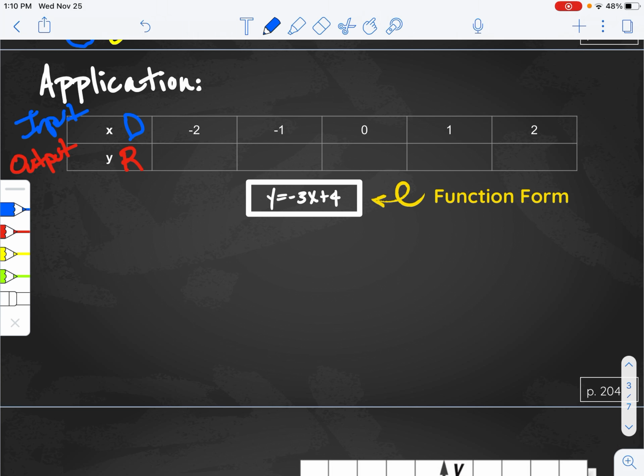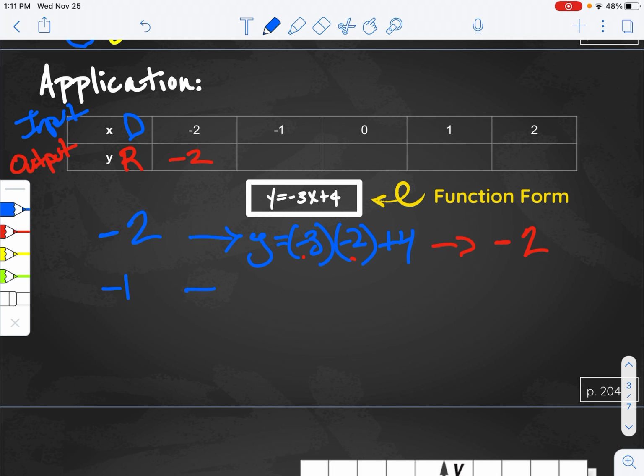But for now, we have, again, our inputs. We have our function that we're going to put those inputs into, and then we need to find our outputs. So if our first input is negative 2, we want to plug that into our function. So then y equals negative 3 times negative 2 plus 4. So we just inputted negative 2. Now our output would be negative 3 times negative 2 is negative 6, plus 4 would be negative 2.